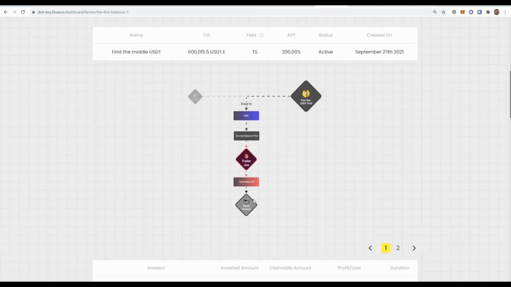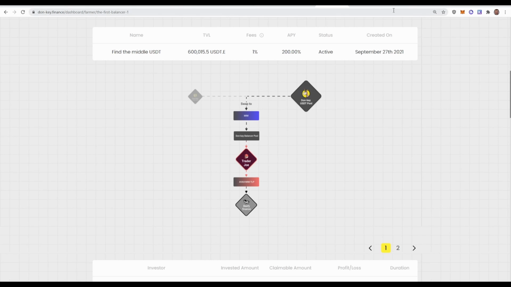Now, in this case, if it wasn't for the balancer pool, you would make a gain if AVAX rises against MIM, and you would make a loss denominated in USDT if the other way around. Almost losing track here. So let's talk about what the balancer pool is actually doing.